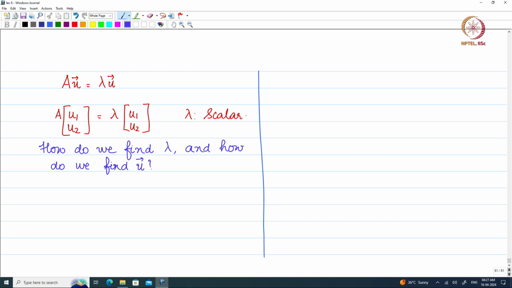So, that is a question. So, how are we going to do it? It is very easy. Now, what we do is we look at this: we have Au is equal to lambda u. A is basically this matrix, we have A11, A12, A21, A22. This is the matrix that we have.